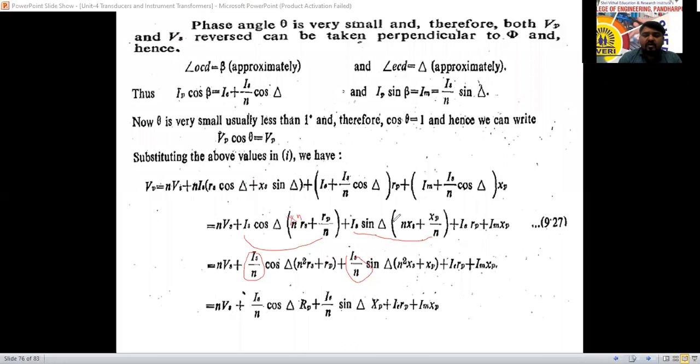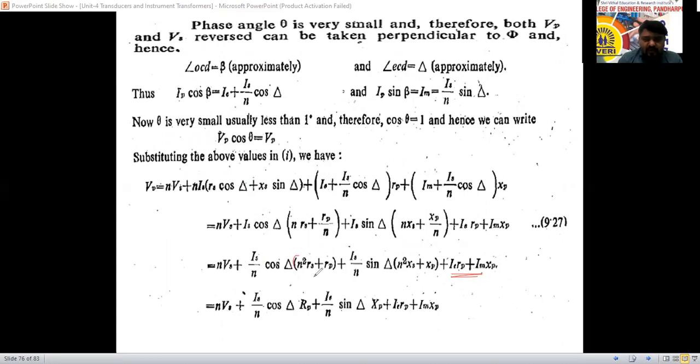This one we have to multiply into n. It will become n square Rs, n square 1 by n cos delta, n square Rs into Rp plus 1 by n sin delta, n square Xs plus Xp. This term will come over. Other remaining parts are the same as it is.